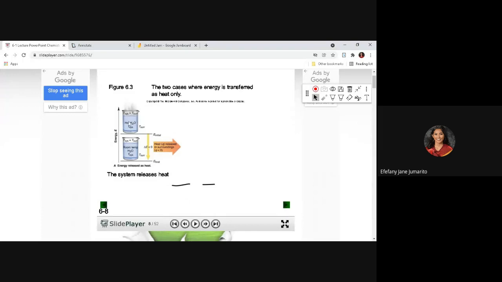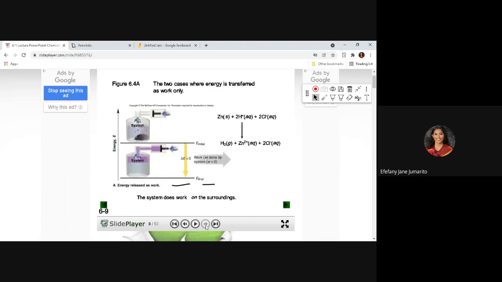So from this one, from hot, it is hot, and then it releases heat to the surroundings. So now it became room temperature because the surroundings got the heat. Then because it also releases heat, it will decrease. Heat will be less than zero.